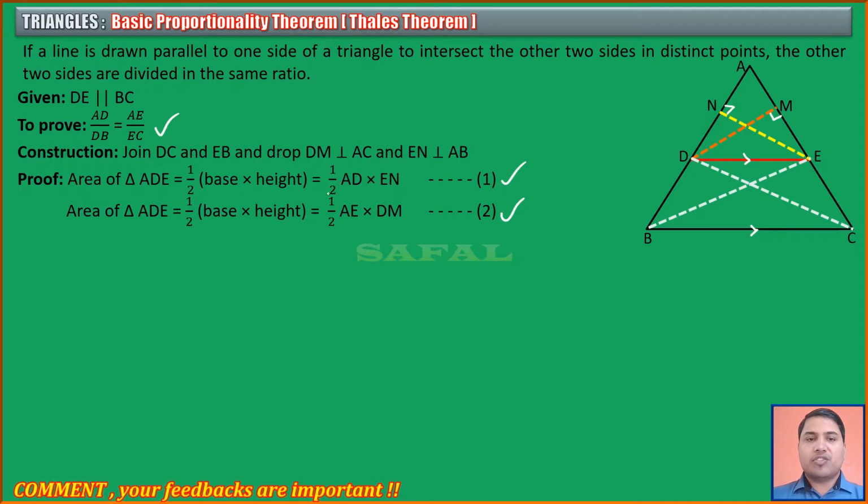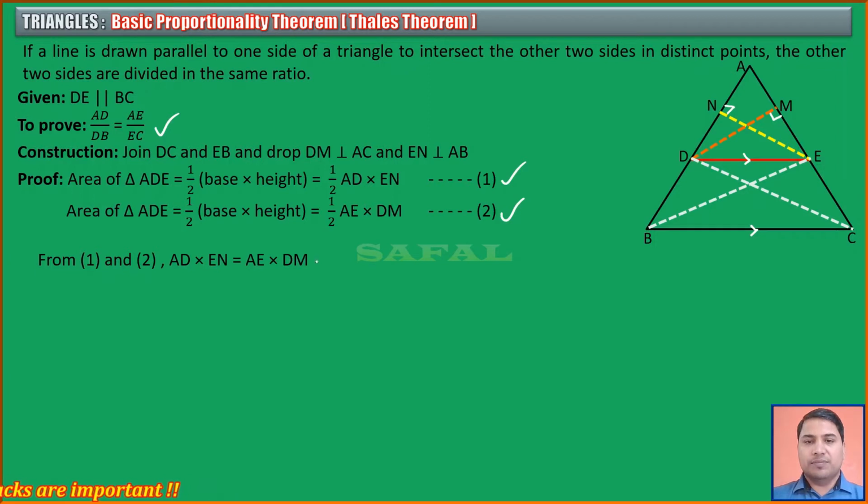Now from 1 and 2 I can see that the left hand side is equal, so the right hand side must also be equal. So I'll get AD into EN same as AE into DM. Okay, so this I can rearrange. So AD by AE is DM by EN. Let's call it equation 3.